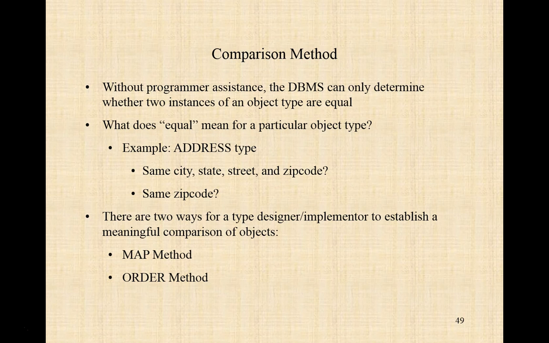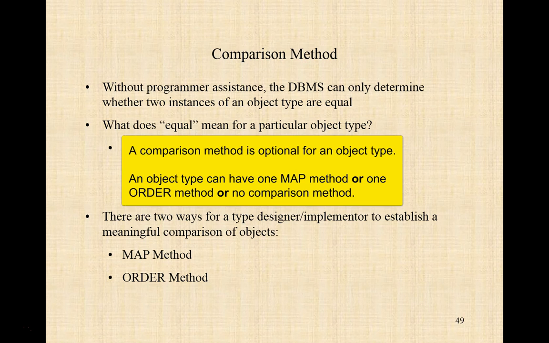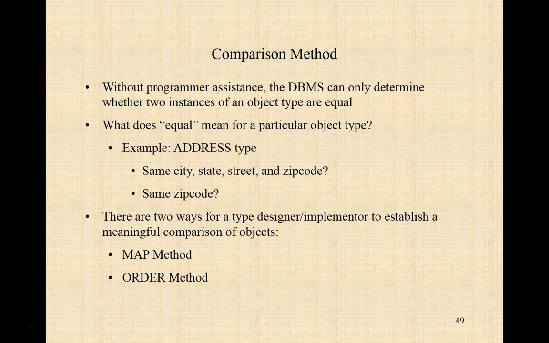When we work with the Oracle database, we can provide a method that will be used by the system to perform an evaluation when we compare objects of the same type. There are two ways that we can provide this. We can create a map method, or we can create an order method. Note that we can have one or the other, but we cannot have both types of methods. In fact, we don't have to have either type. Map and order methods are considered optional.